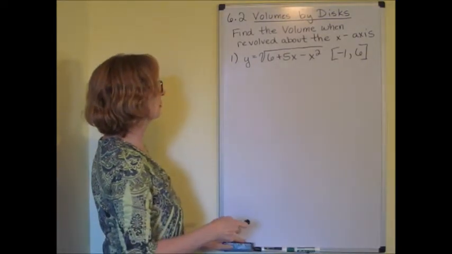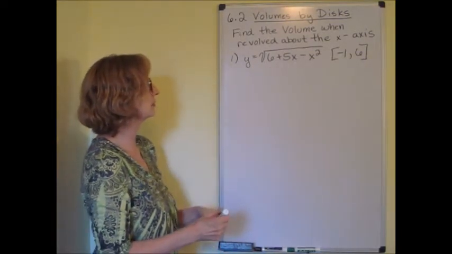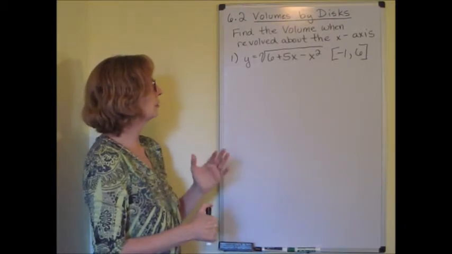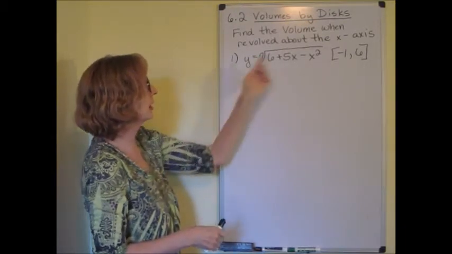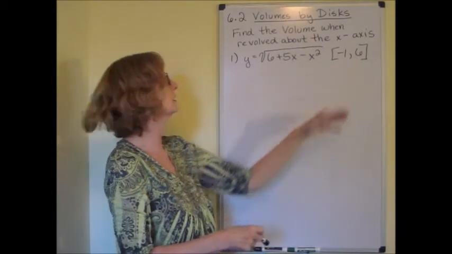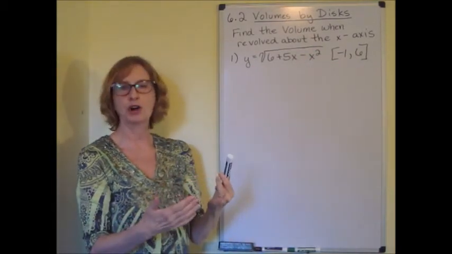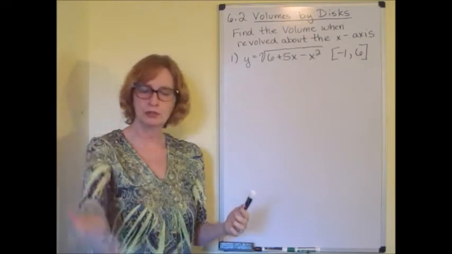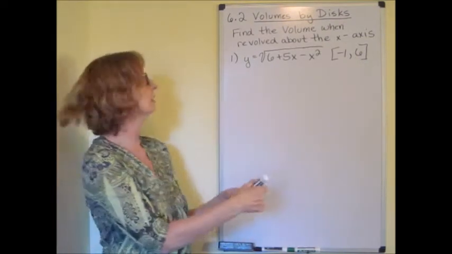We have y equals the square root of 6 plus 5x minus x squared, and we're going to revolve that around the x-axis from x equals -1 to +6. So think about volume. It's a circle, the area of the circle, and then take the integral.